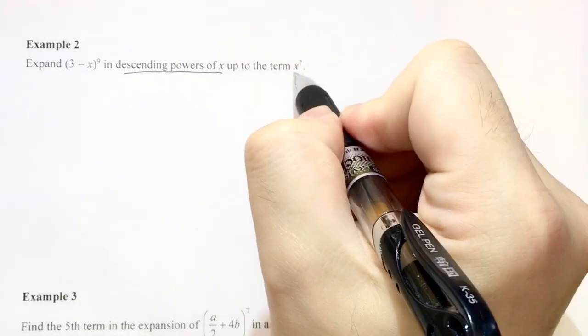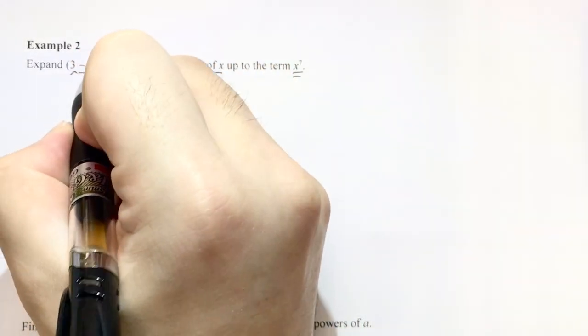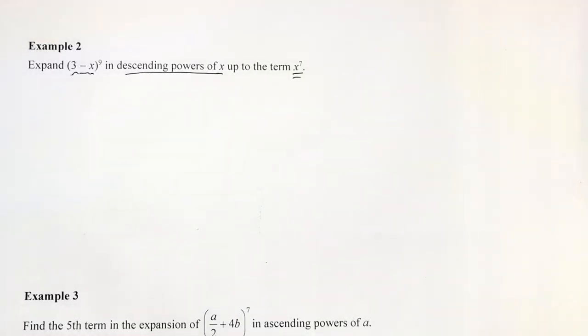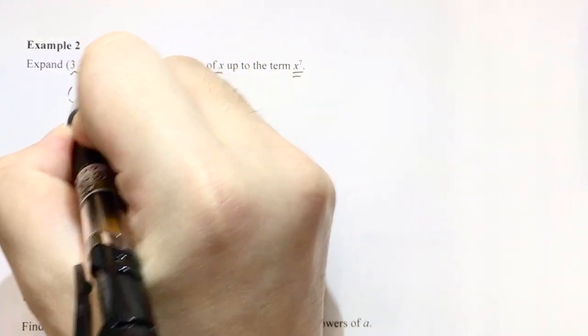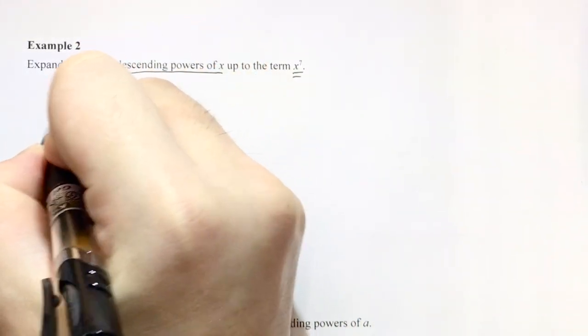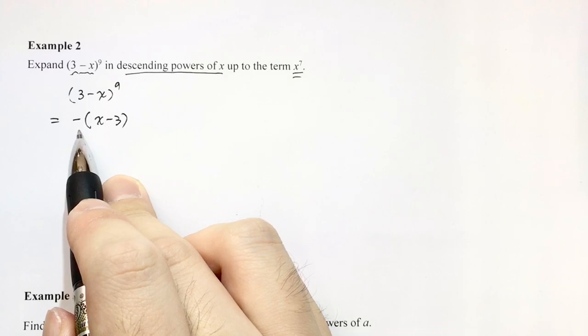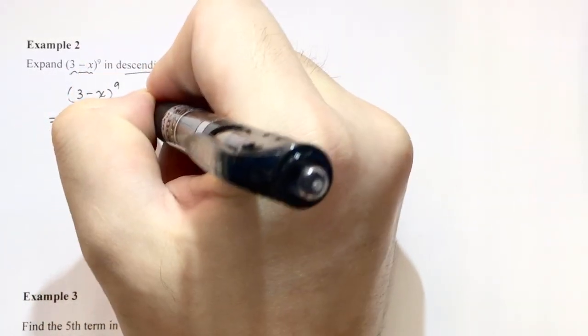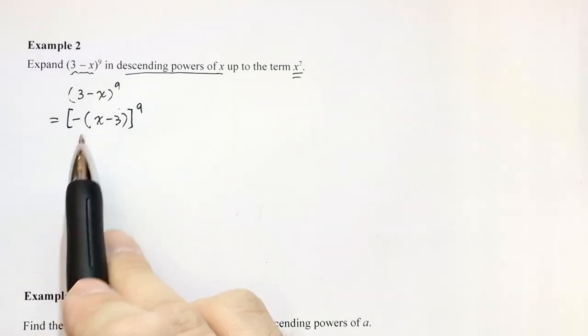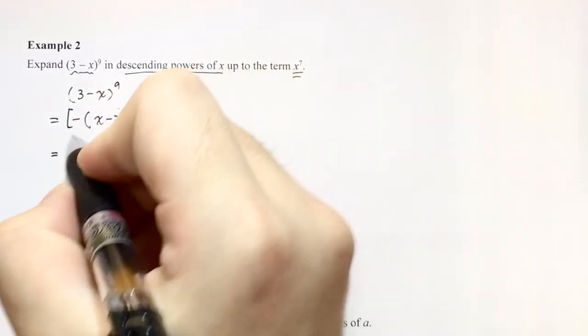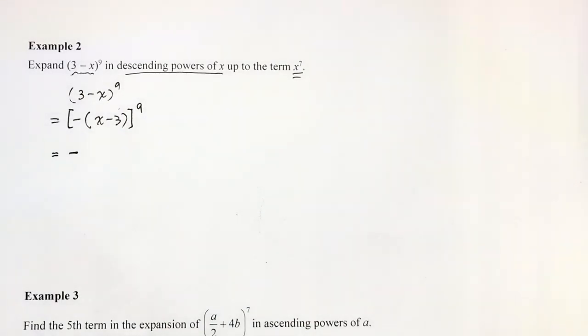The second example here, to expand it in descending power of x up to the term x to the power of 7. And note that the bracket inside is not arranged in descending power of x. And then you need to change the order by reversing the terms, and there is a negative sign picked out, and then to the power of 9. And then you apply the law of indices to get this negative sign being negative after power 9. And we can do our expansion here.